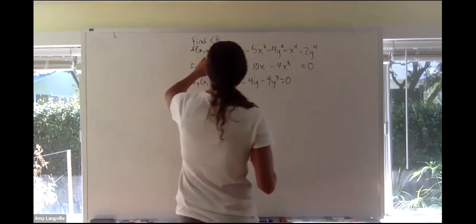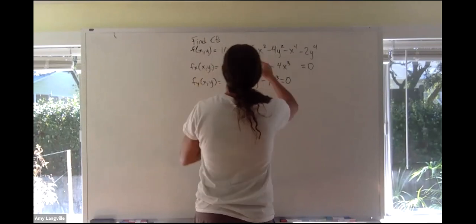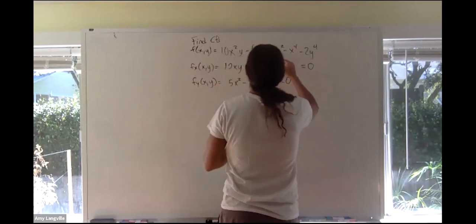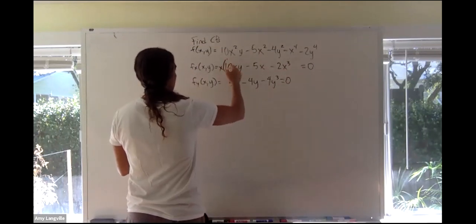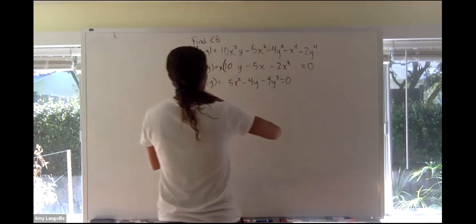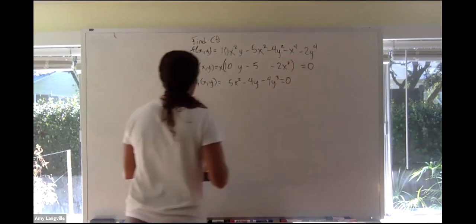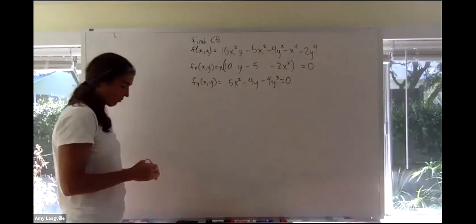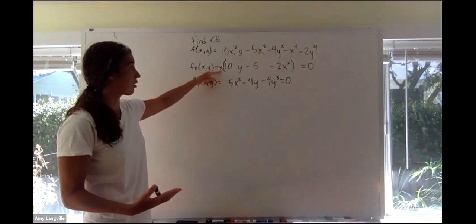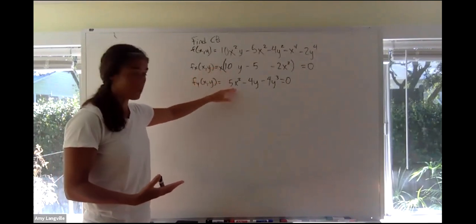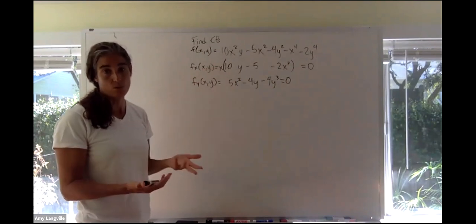Go ahead and take out the 2 first. So we'll have 10, 5, and 2. All right, and then we'll factor out an x. So we'll just have 10y minus 5 minus 2x squared. Okay, and from that, we can see right away that x equals 0 will solve the first equation. And then we wonder if x equals 0, we'll put that into the second equation and see, do we get values for y? And then we'll have a pair that is a critical point.